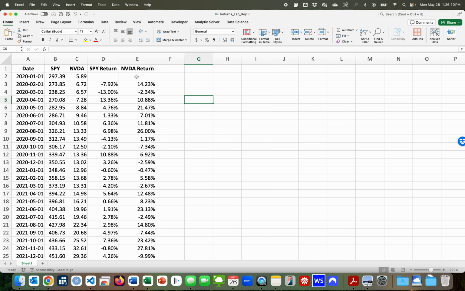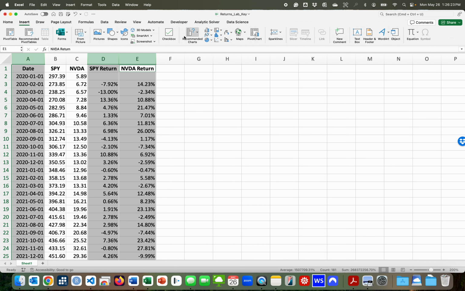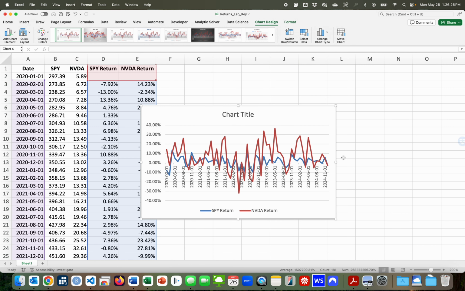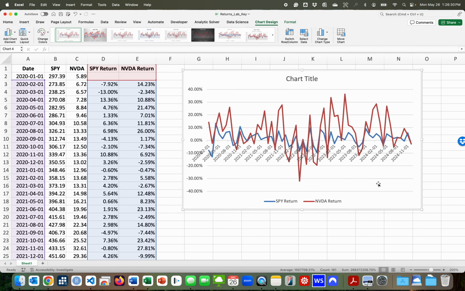So we want to plot these returns. So we can do the same thing. We can highlight date. I'm going to hold Command on a Mac, Control on a Windows machine. Highlight A, D, and E. Insert, recommended chart, and then we can plot those. And those are the monthly returns.